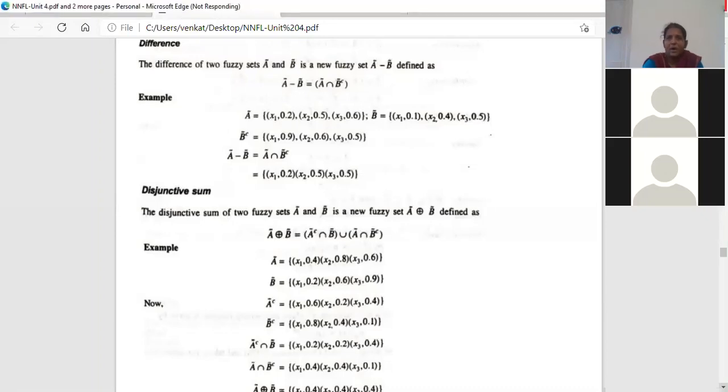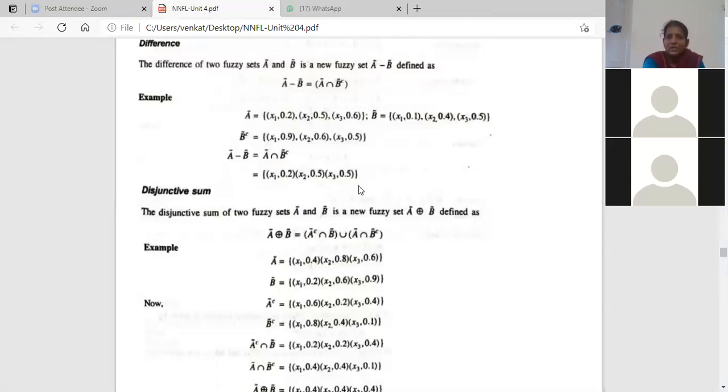Minimum of A and B complement. Here we are evaluating difference, so we need to use the A fuzzy set and the B complement fuzzy set. So minimum of these two: x1 0.2, x2 0.5, x3 0.5.